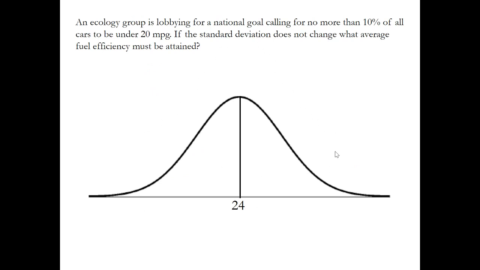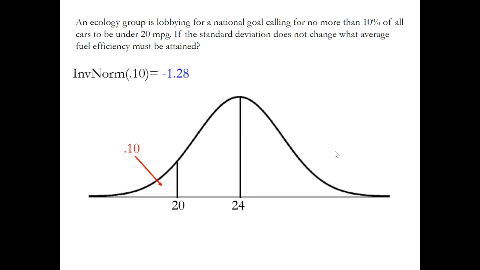Say an ecology group says they want the national gas mileage to be such that no more than 10% of cars run under 20 miles per gallon. Now, if the standard deviation isn't going to change, what would my new average fuel efficiency have to be? Well, let's think about this for a second. They want no more than 10% of all cars to be less than 20. So right now, they want that figure to work out so that 20 miles per gallon is only 10% of cars.